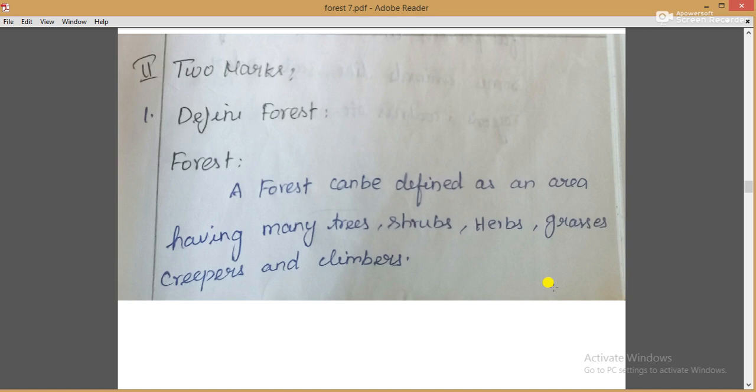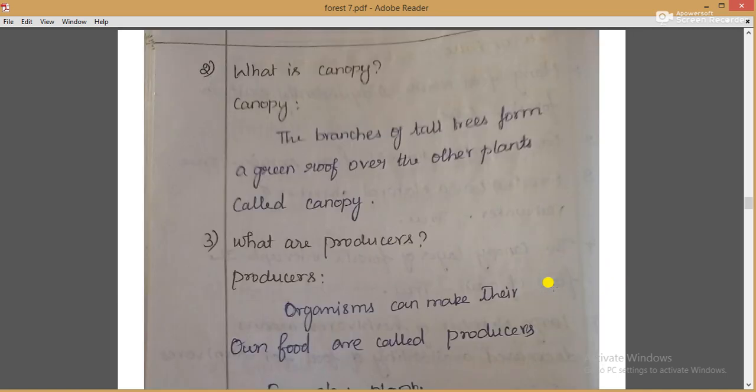Then grasses. Then creepers or climbers are supported by neighboring plants to develop. Climbers spread on the ground, for example, watermelon and pumpkin. You can say it like this. Then second one.